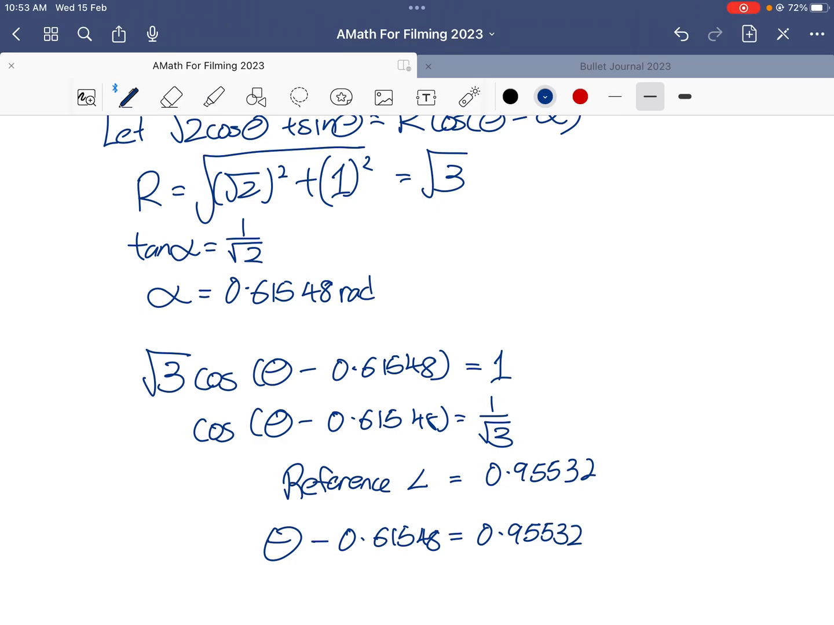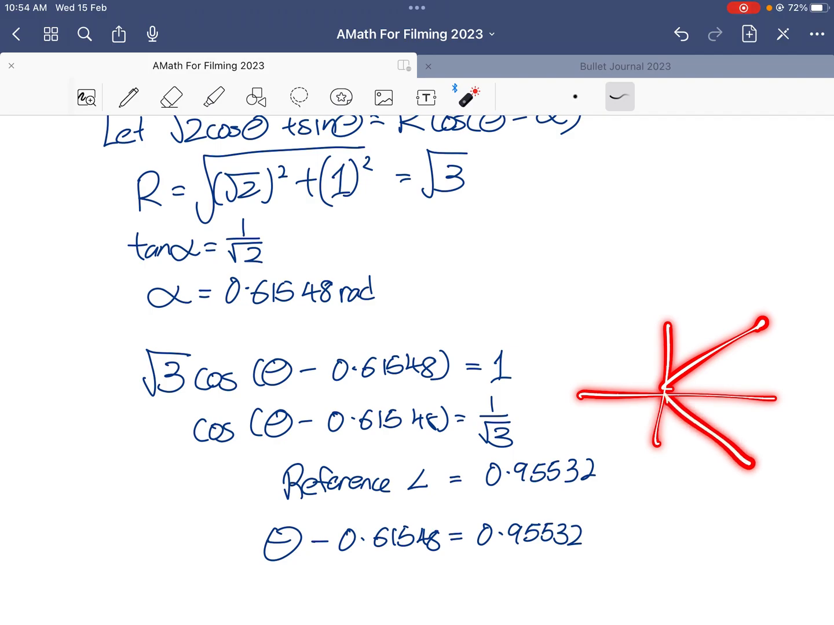Okay, if I take this, then what I can also get is the angle, I can subtract 2 pi. What we can get down here is in the first quadrant and last quadrant. So this angle here is 0.95532. I can also get this angle here, which will be 2 pi minus 0.95532.